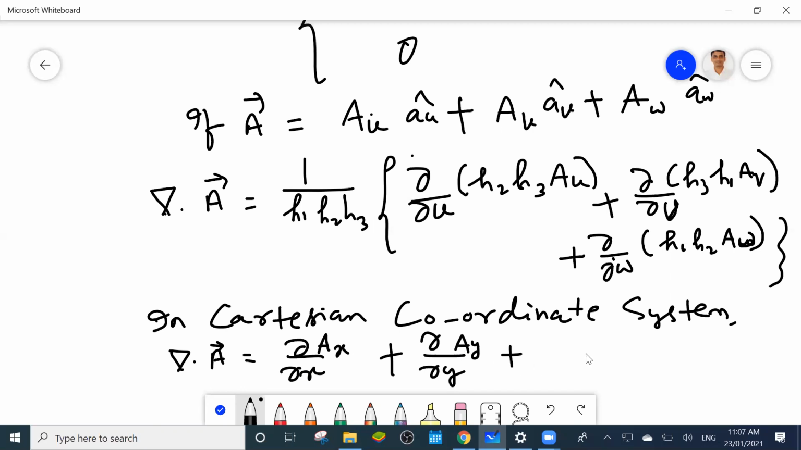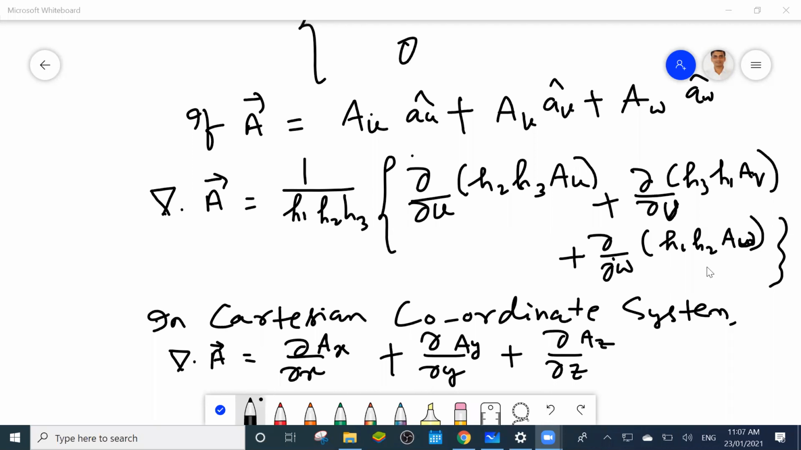Plus in place of w, you can write z. So del by del z, Az. Yes or no? So see here, is any unit vector on the right hand side? No. So it is a scalar quantity. So divergence is a scalar quantity here.